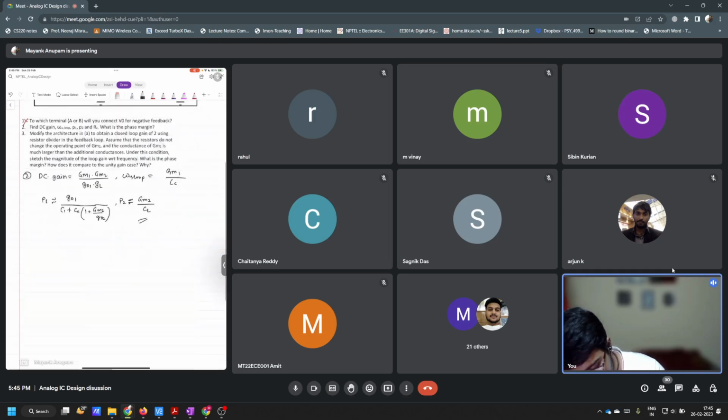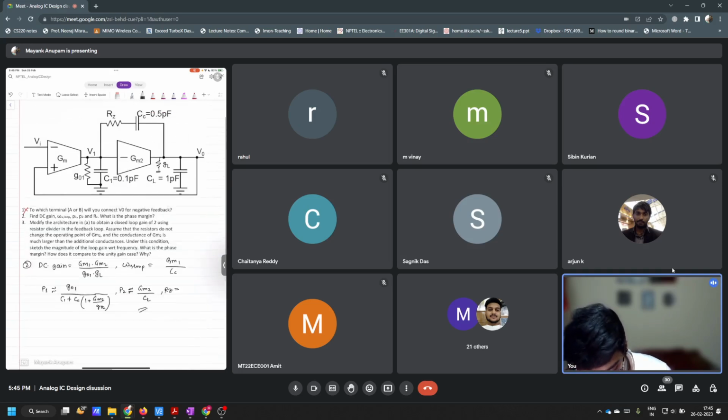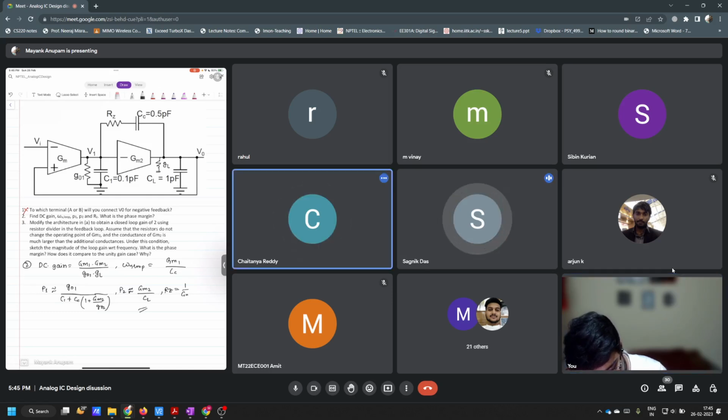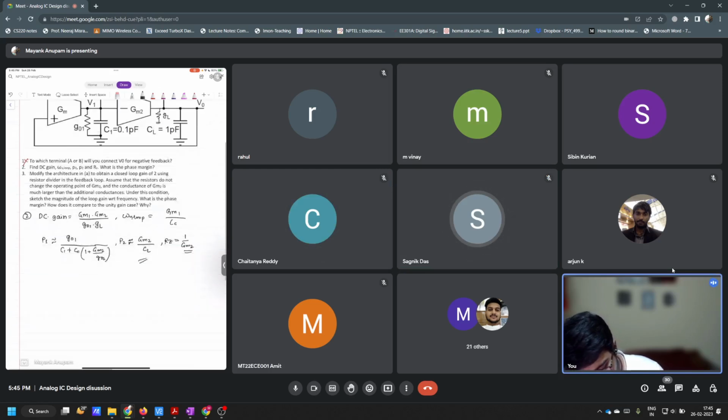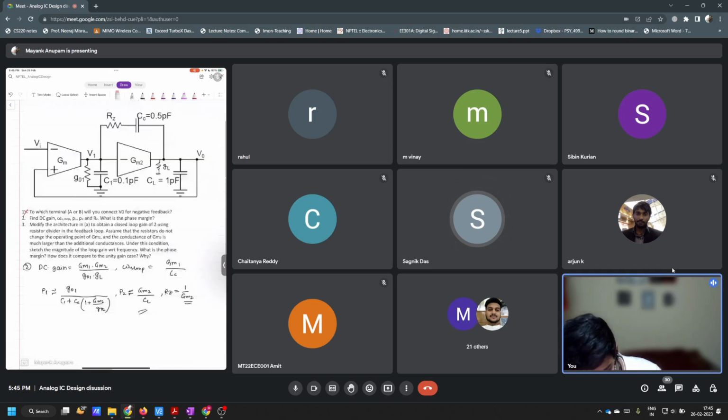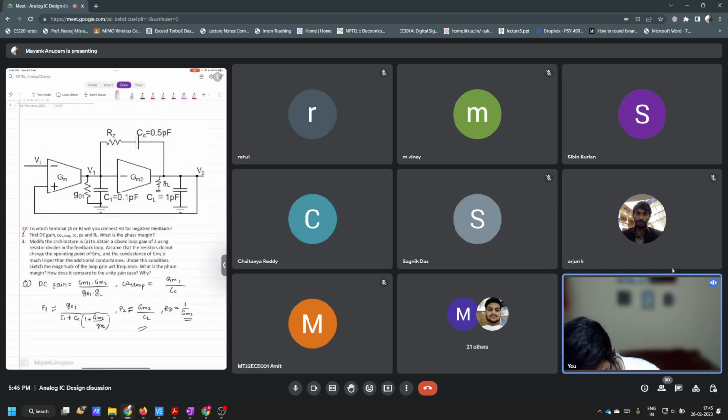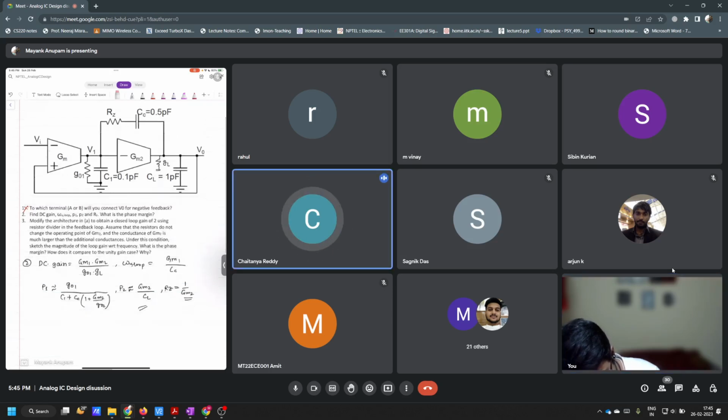So what is RZ here? If you want to cancel the zero, what should the RZ be here? GM2. Correct. Fine. Now modify the architecture to obtain a closed loop gain of 2 using a resistor divider and the feedback loop. So how will you modify this architecture to get a closed loop gain of 2? Resistor divider of R and R. Means we can place it between the output and the input.